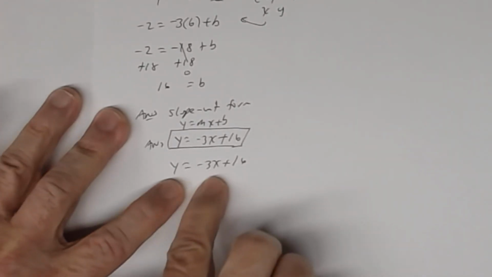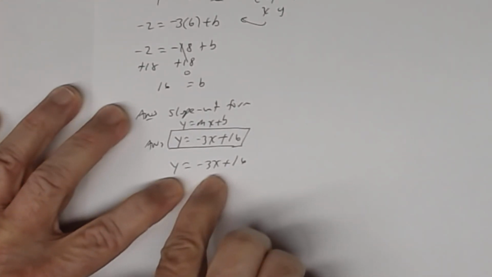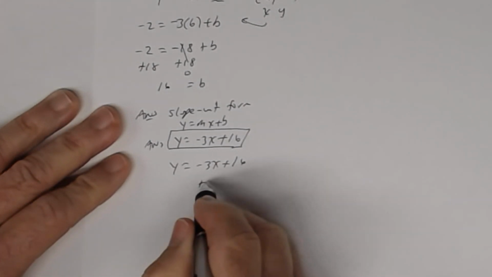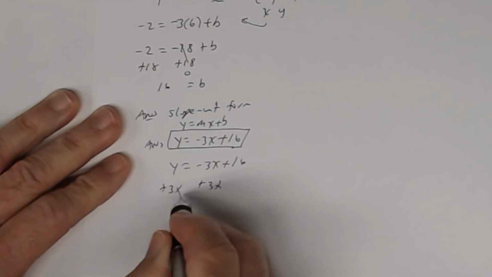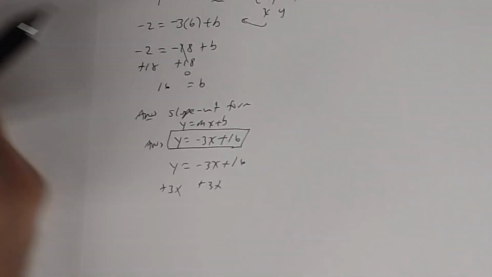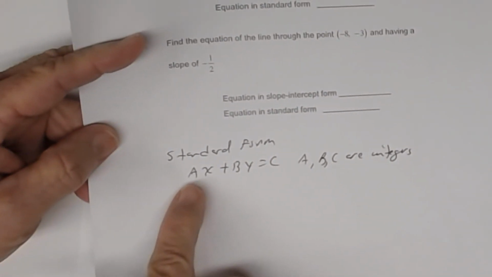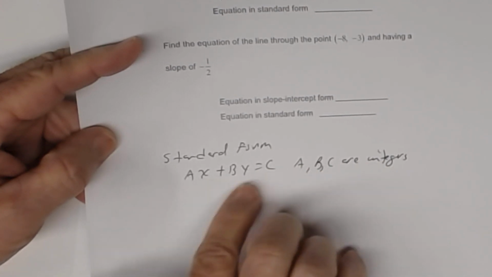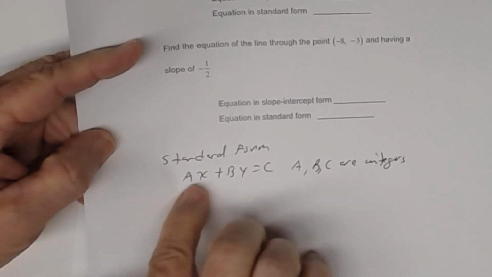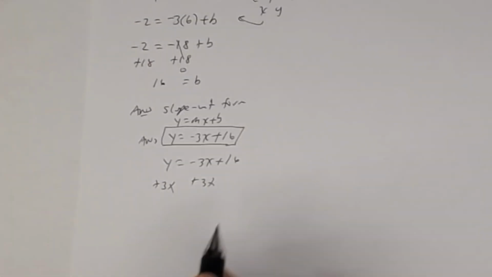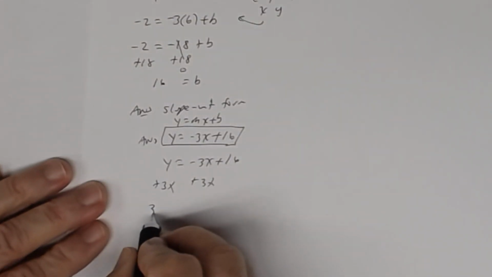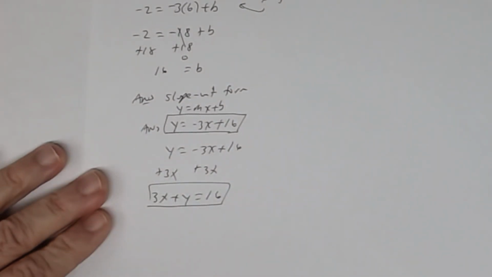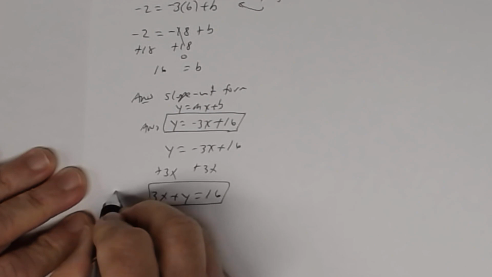So now I'm going to take this and put it in standard form. To put it in standard form, let's bring the variables to one side. So we're going to add 3x to both sides. And let's go ahead and put the x term first. It doesn't matter, as long as a, b, and c are integers, you can put the y first or the x. But let's just put the x term first. So I get 3x plus y equals 16, and there's your answer. Okay? So this is in standard form.